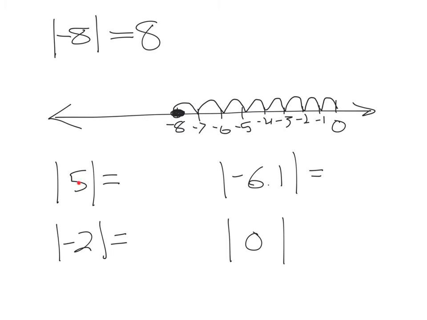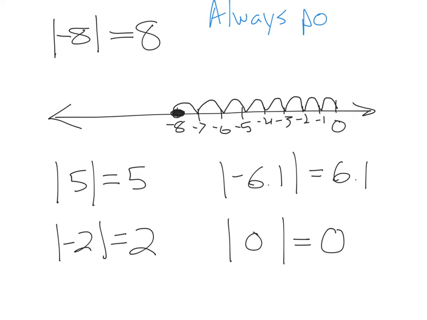Right? +5 is 5 units away from 0. -2 is 2 units away from 0. -6.1 is 6.1 units away from 0, right? All of those answers give us a positive number. The only number that has a non-positive absolute value is 0, because 0 is 0 units away from itself, and 0 is neither positive nor negative. So we can say the absolute value of a number is always positive except for 0.